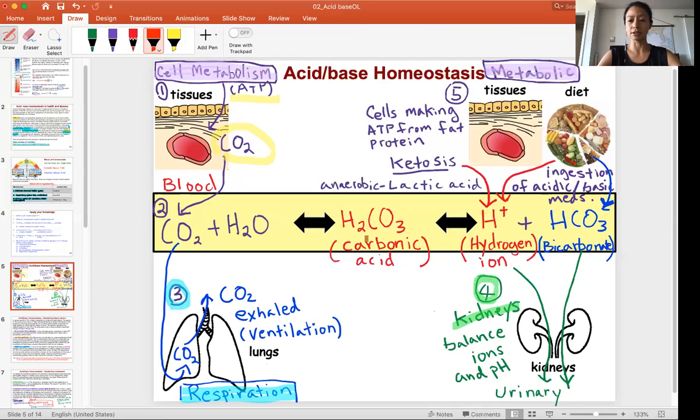In the solution of blood, the carbonic acid will dissociate and release hydrogen ion. So the hydrogen ion is now in the blood and it will be carried by hemoglobin. And then HCO3, the bicarbonate, is now also diffused into the blood. So as you make CO2, the equation pushes to the right to make this hydrogen ion and bicarbonate.